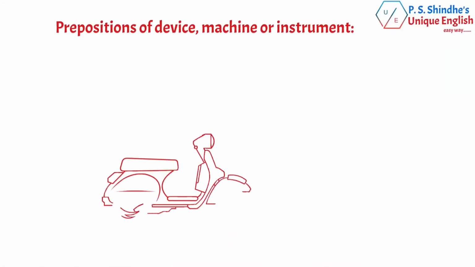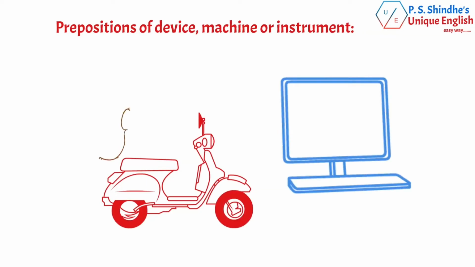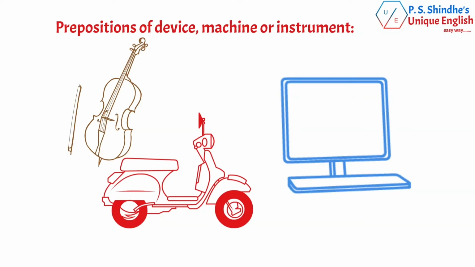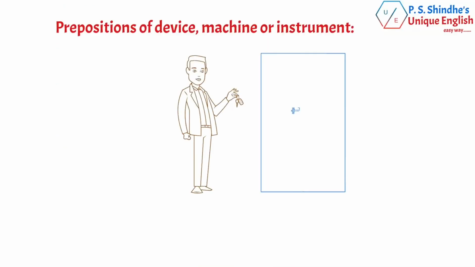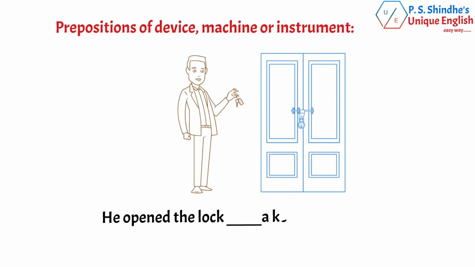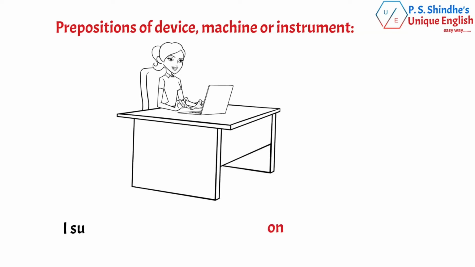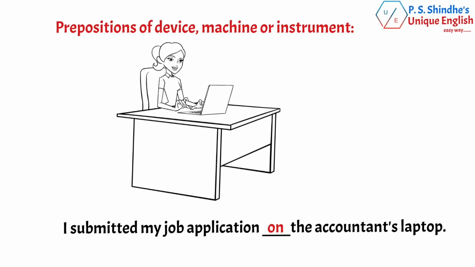Prepositions of device, machine or instrument. The prepositions used to introduce instrumental nouns like devices or machines are called prepositions of device, machine or instrument. These prepositions give details about how something happens. By, with, and on are the only prepositions that can be used to describe such things. For example, he comes by car daily. How he comes daily is described by the preposition by. He opened the lock with a key. Here, with describes how he opened the lock. I submitted my job application on the accountant's laptop. Here, we can know how I submitted my job application.